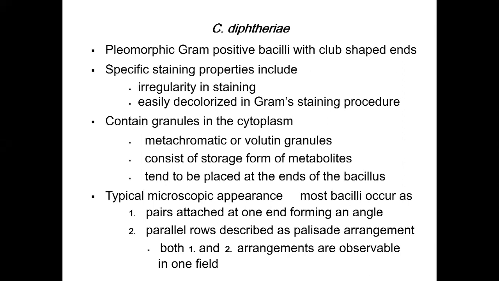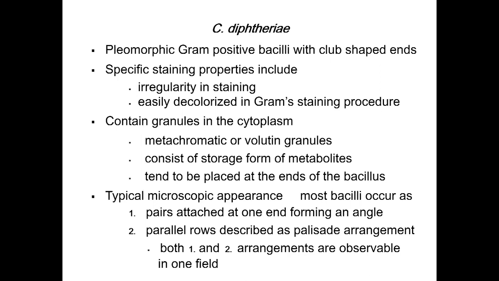So the last characteristic I wanted to talk about is their typical microscopic morphology or appearance. Under the microscope, when these organisms are stained in their typical state without much disruption, maybe in some material taken from a lesion where the infection is going on, most bacilli occur as pairs. Many of them are thin, paired, and attached at one end. When you have two bacilli attached at one end, they form an angle, so they are described as angled pairs.